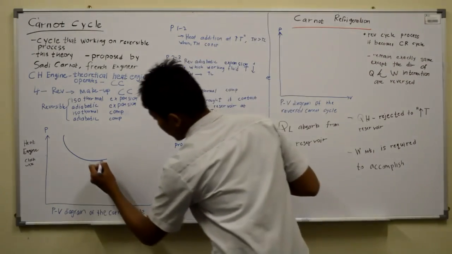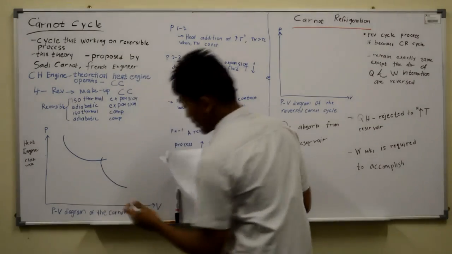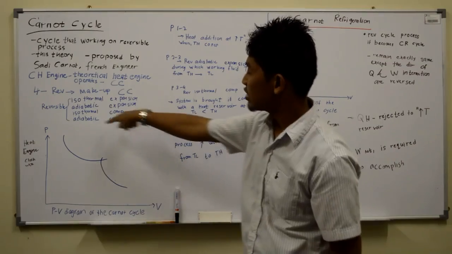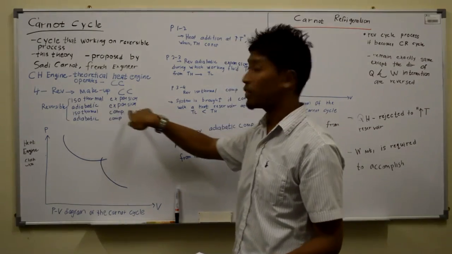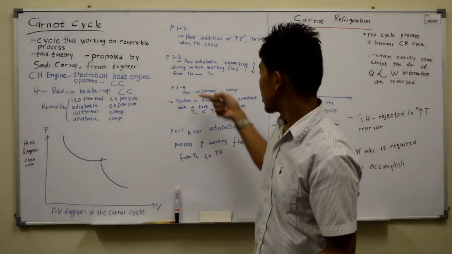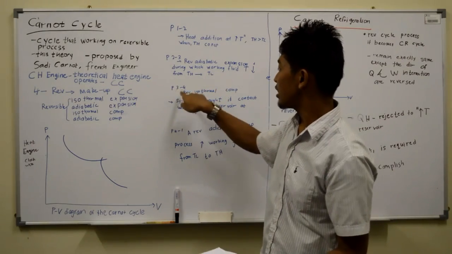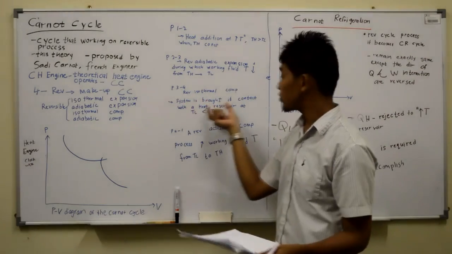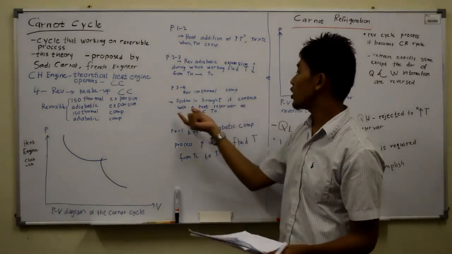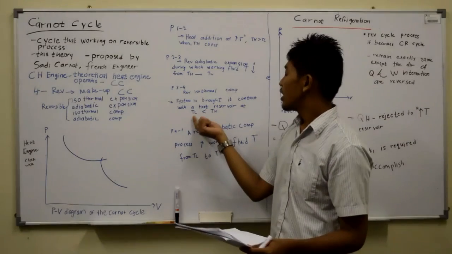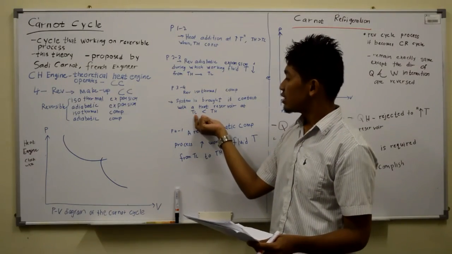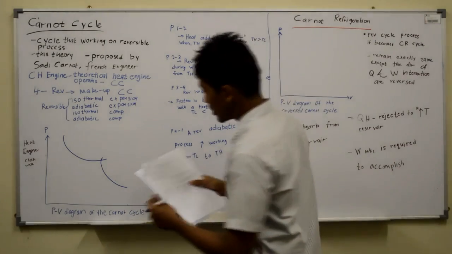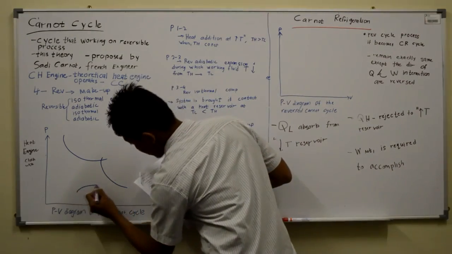From 2 until 3, and then thirdly, the next process is reversible isothermal compression, which is this process 3 until 4. The system is brought in contact with a heat reservoir at low temperature, that is, smaller than the high temperature, which is the process at this part.